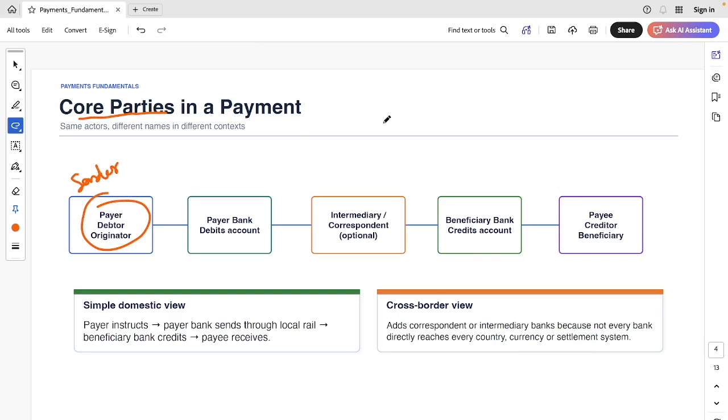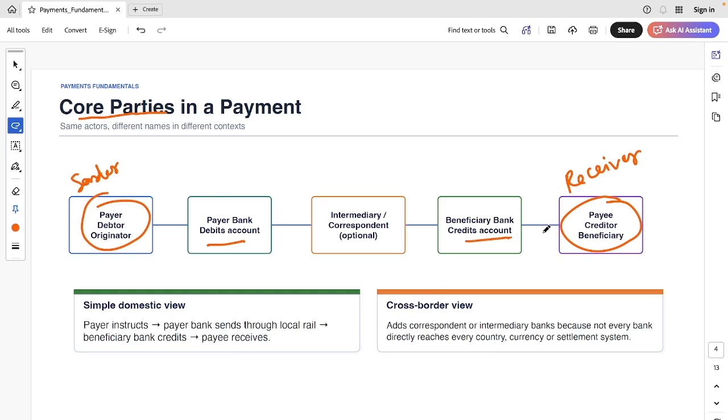On the other side we have the payee. They are also called the creditor, beneficiary, or receiver. This is the party who finally receives the money. So they are the receiver. Then we have the payer bank. This bank debits the payer's account, and we have the beneficiary bank, which credits the receiver's or the payee's account.